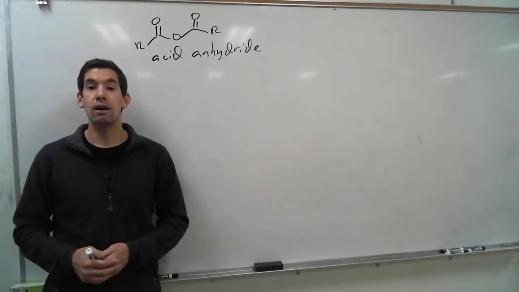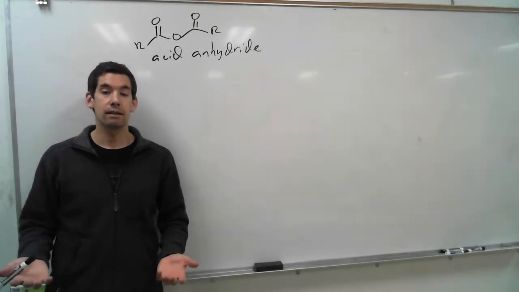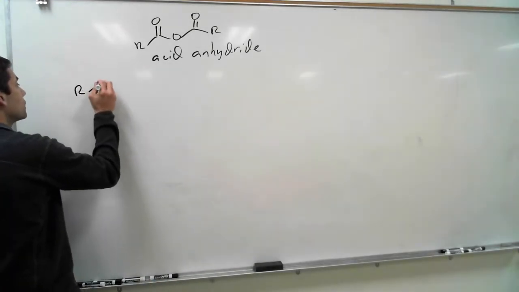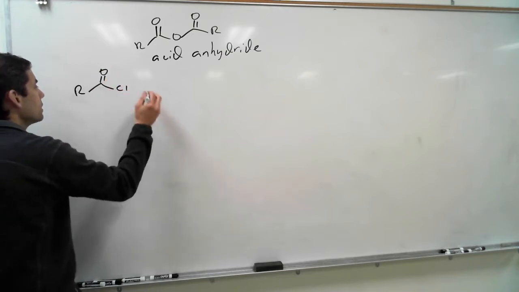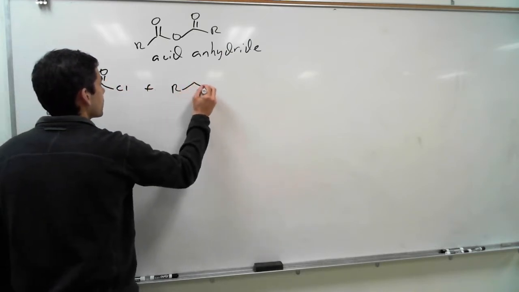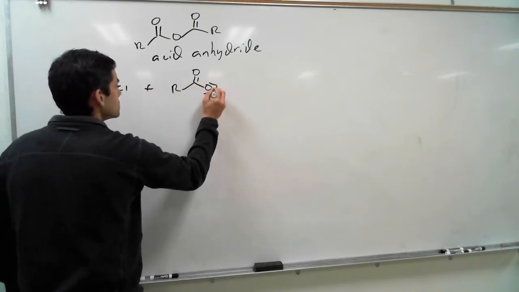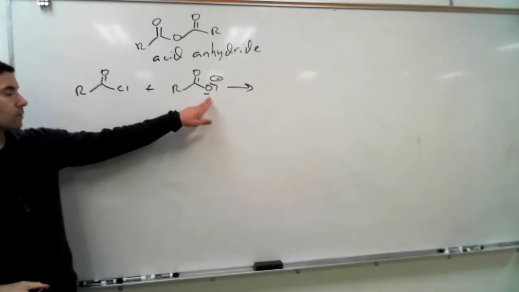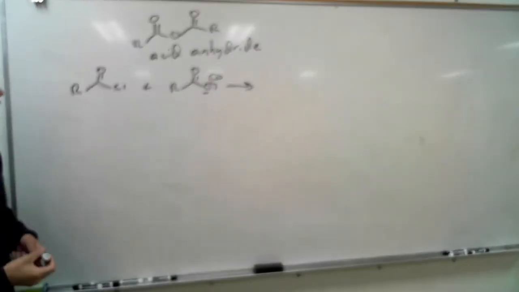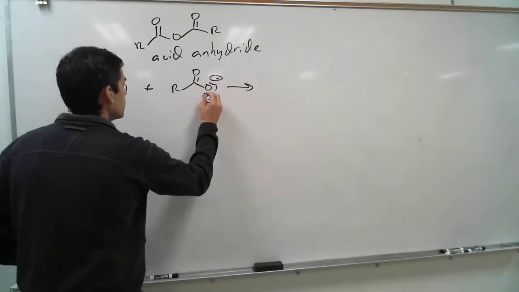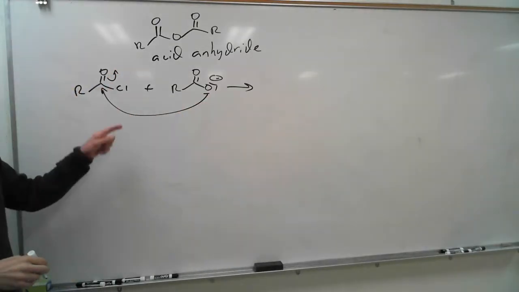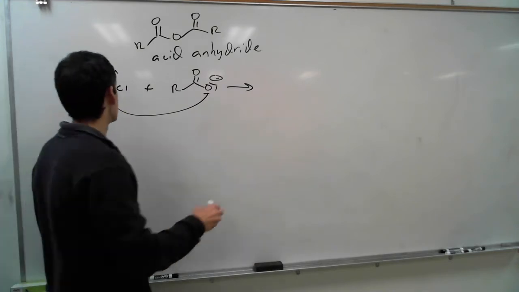Well, first we'll start with how do we make an acid anhydride? How do we make this? Well, they're going to come from our acid chloride reacting with our carboxylate anion. And as you can guess here, this is going to work as our nucleophile. It's going to attack our carbonyl carbon. Very similar to what we saw before. Remember, this acid chloride is very reactive. Not a problem.